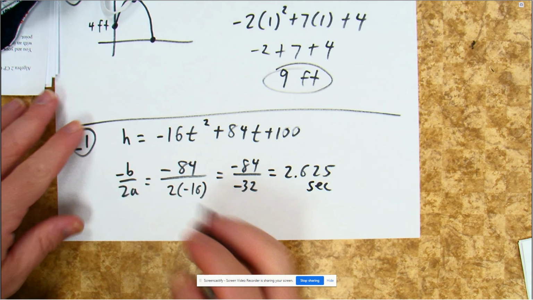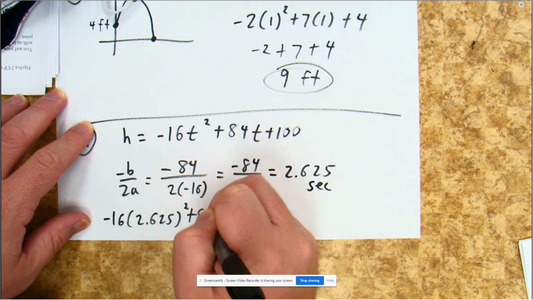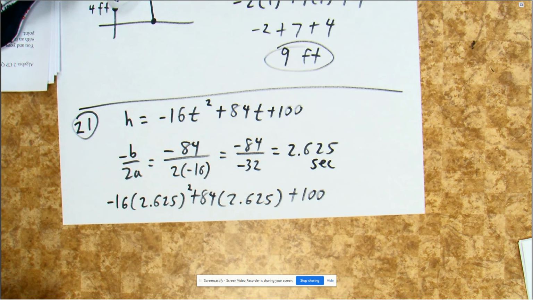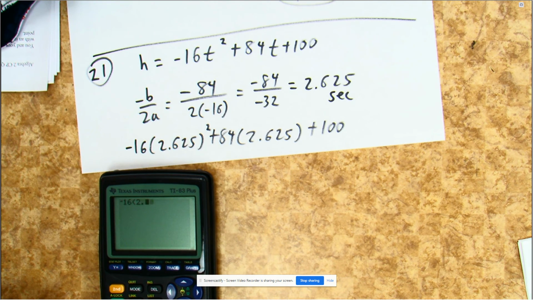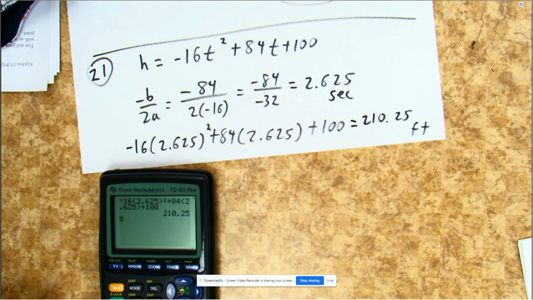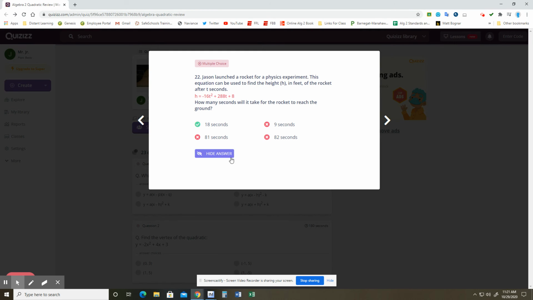Now, in order to find how high this rocket actually gets, I'm going to have to take that number and plug it inside. Just see real quick what this thing actually gets me. Negative 16 times 2.625 squared plus 84 times 2.625 plus 100. Looks like 210.25 feet. And I believe, click, there it is. The answer. Number 22. I already showed the answer.